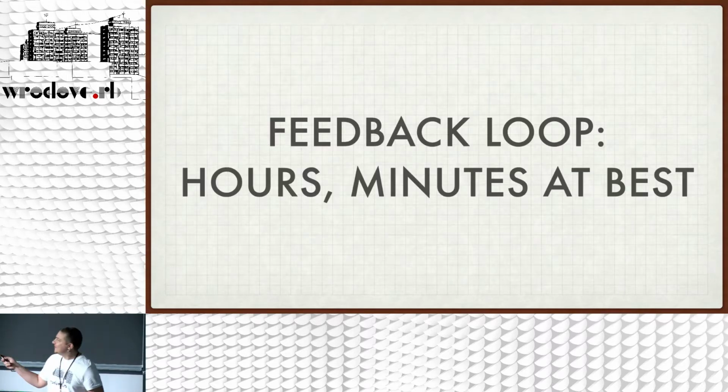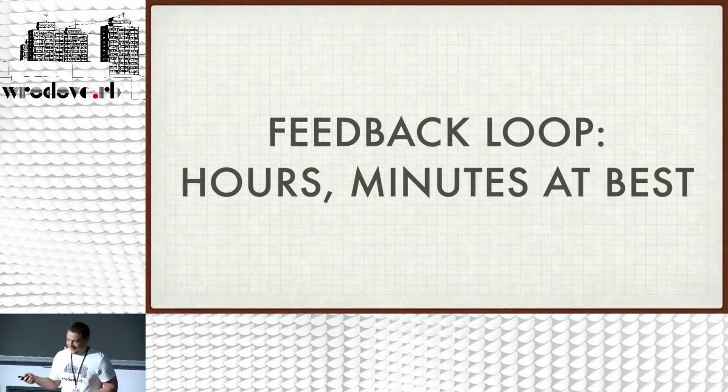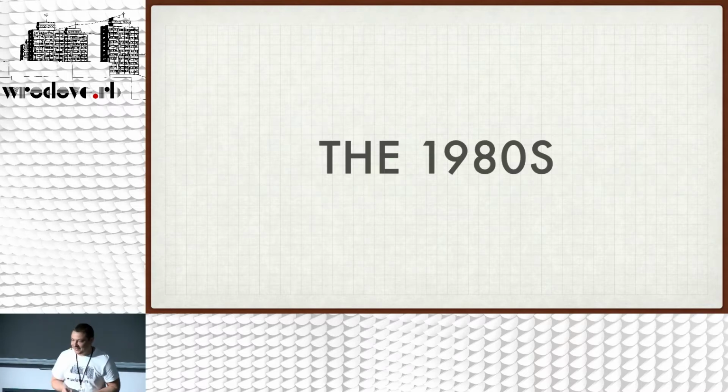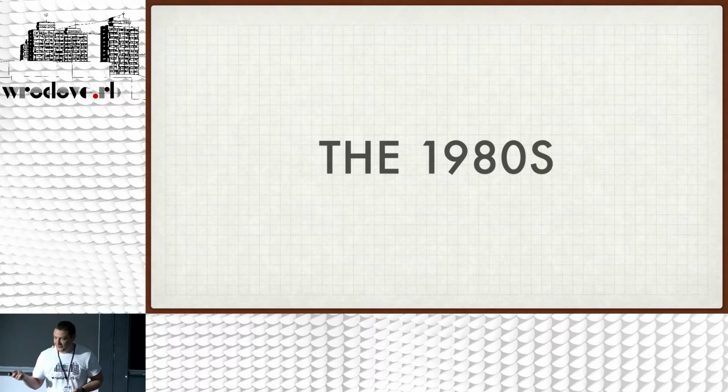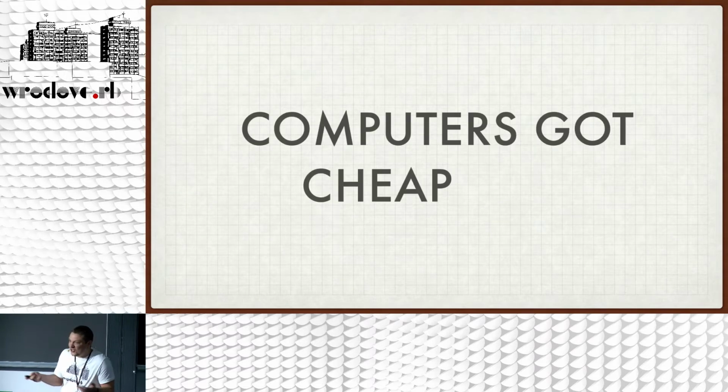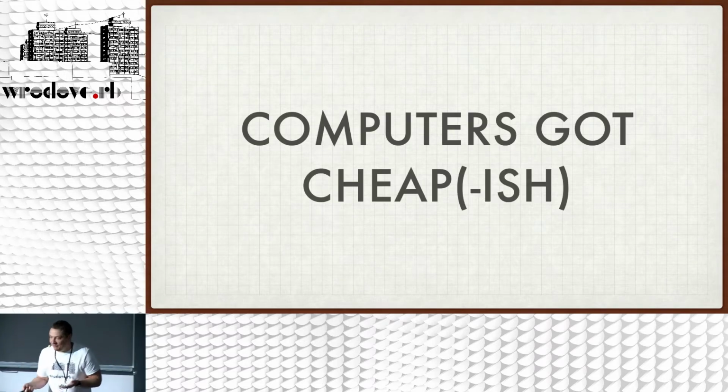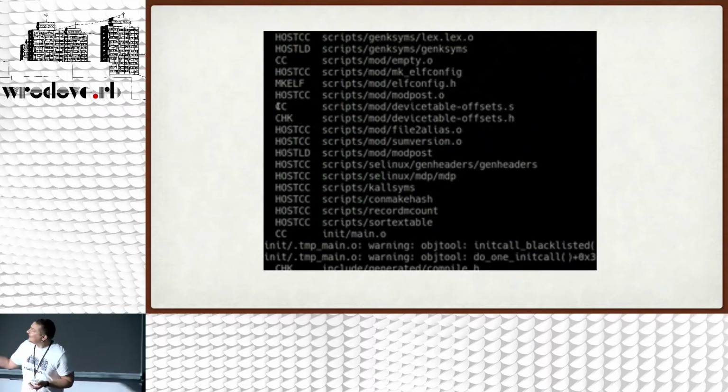The feedback loop on something like this is typically hours, because you have to wait for other people to compile the code and run it. But if you're really lucky, on a bright day, it will be minutes. Fast forward to the 1980s. Computers got cheap, at least cheap-ish. You could get a computer, and you can do this.